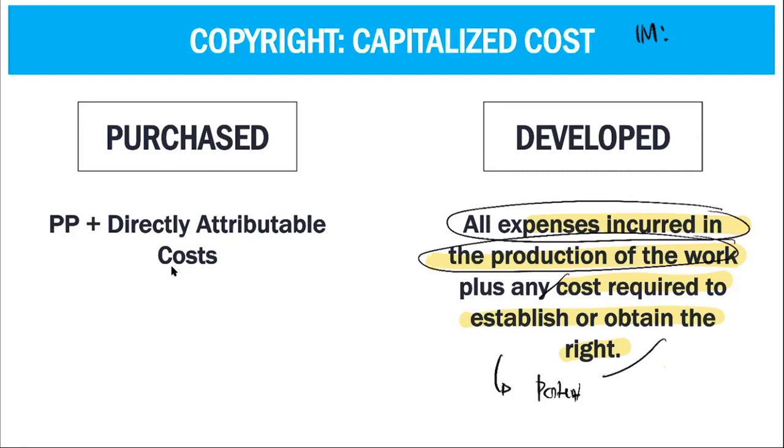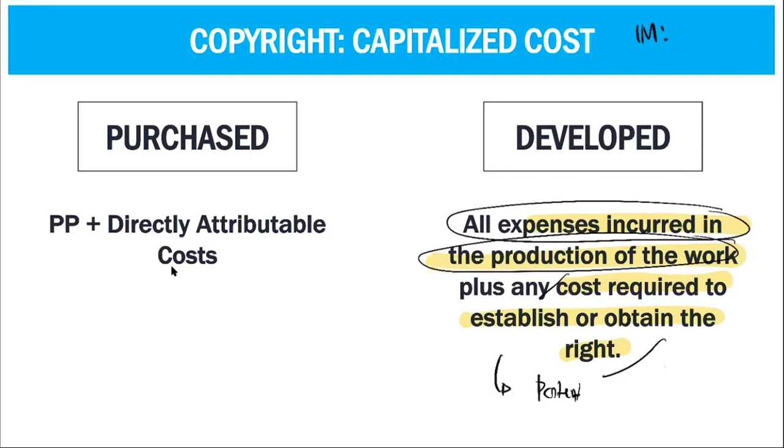So there are only a few who copy works as to your copyrights. That's why all the expenses incurred in the production of the work, let's say for the textbook, all your expenses to produce the textbook should also be included, and the cost required to establish or obtain the right. Take note, only the particular or the original work, not all of the different textbooks.